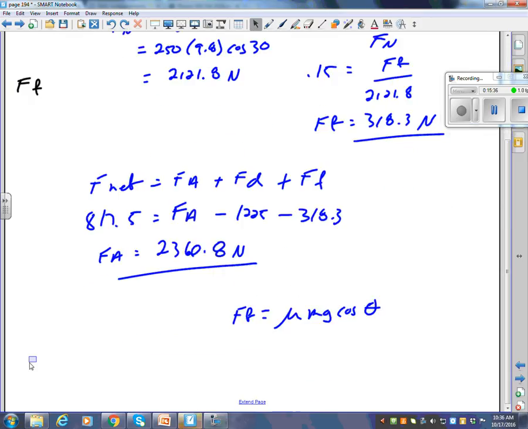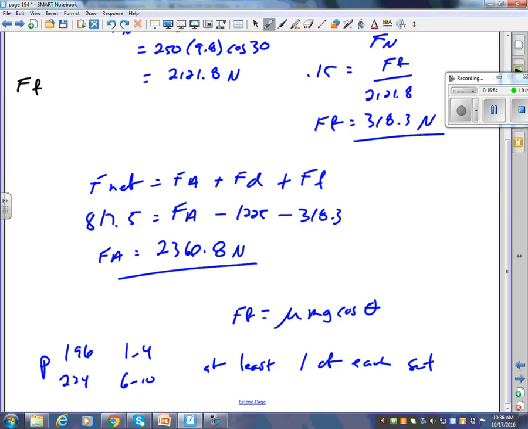If you want to just use that as a way of combining those two steps, you can do that. There are some textbook questions that are pretty good. They're challenging, but they're good for you. 196, numbers 1 to 4, 224, 6 to 10. You should probably do at least one of each set. So that's 9 questions altogether. You should probably do at least one on each one of those, just as a practice.